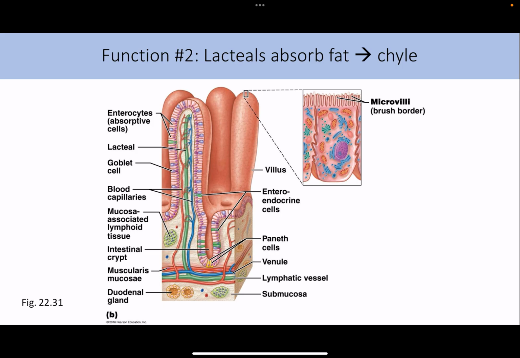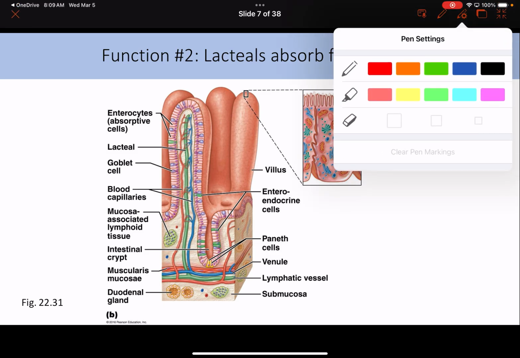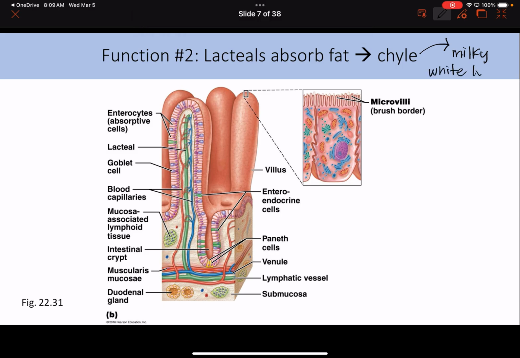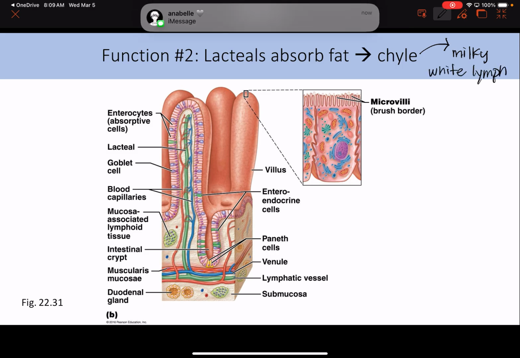So that brings us to our next function of the lymphatic system, that lacteals absorb fat, which actually gets converted into a fluid called chyle. Okay, so chyle essentially is lymph, which is our lymphatic fluid, plus fat. And it's a milky white lymph because it is fatty.